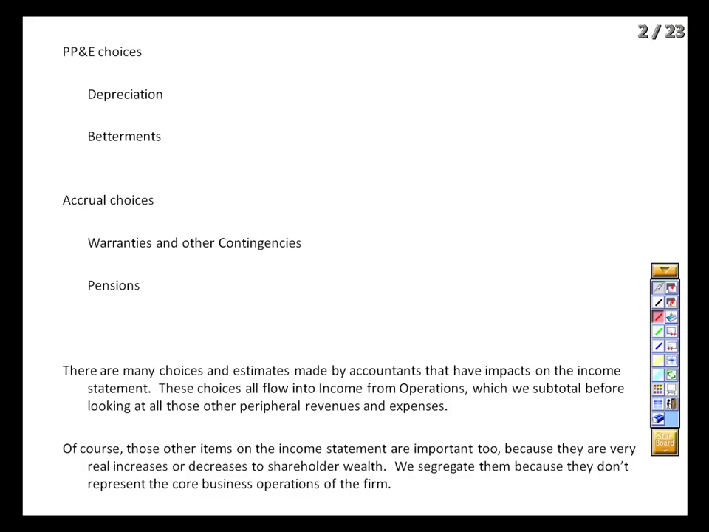And again, there's the out-and-out fraud if we decide to expense something that isn't going to be paid out until next year, like wages, utilities, or any other expense. So we've got all these estimates that we're making, and all these choices, and by and large, they all flow into income from operations.